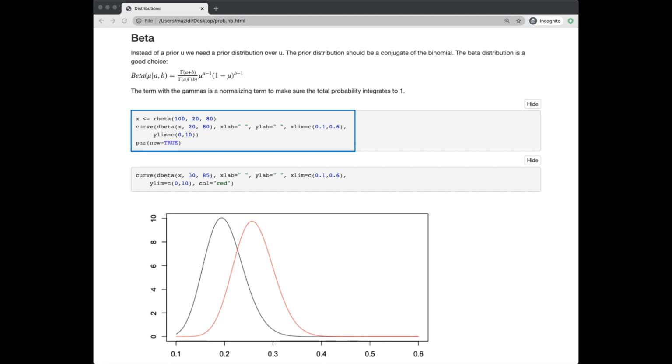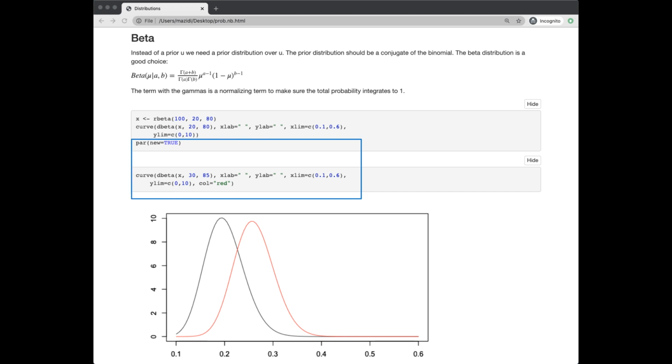Then we plot this curve as the black line. Now suppose I take 15 more shots and make 5 of them. This will make parameter A 30 and parameter B 85. This updated curve is shown in red. The par new equal true parameter is used when you want to plot over an existing plot. The beta equation gives us a way to update our model and calculate new probabilities.